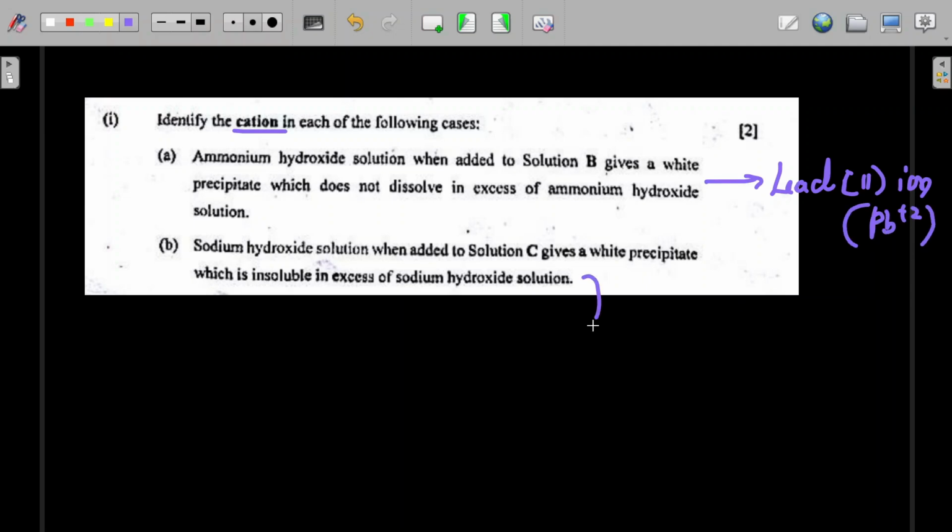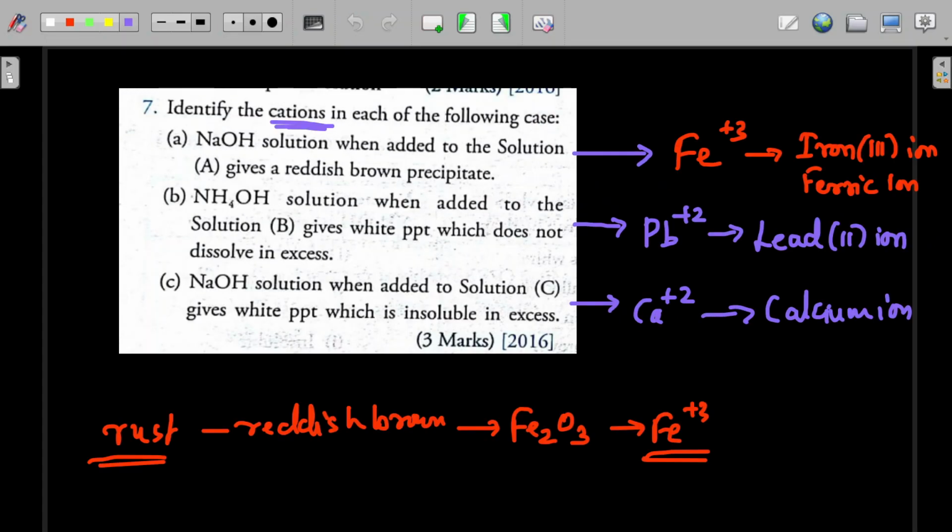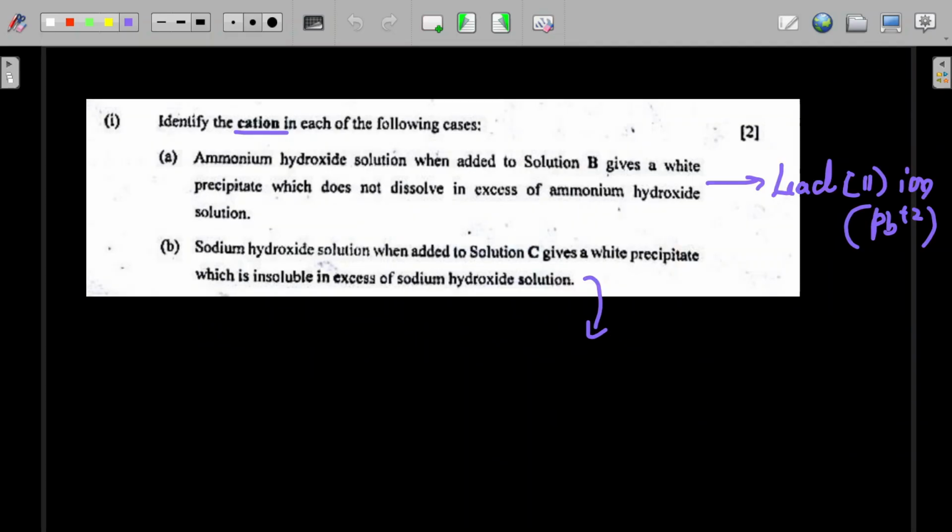Okay. Iona, tell me the B part. Sodium hydroxide solution to C, white PPT insoluble in excess. I'm not very sure. We just discussed the same question. See, NaOH solution added to solution C gives a white PPT which is insoluble in excess. Calcium ion, right? White precipitate.